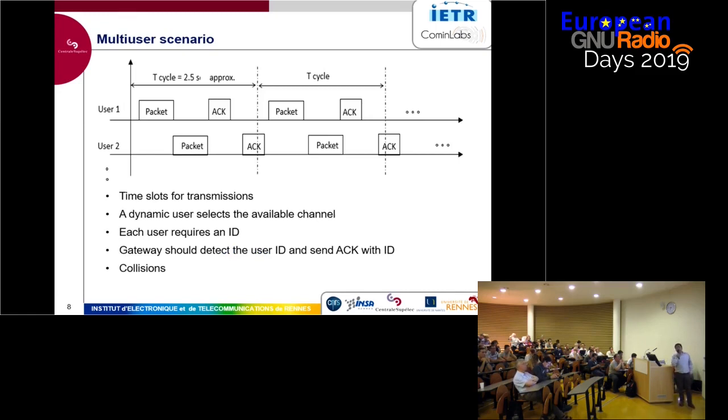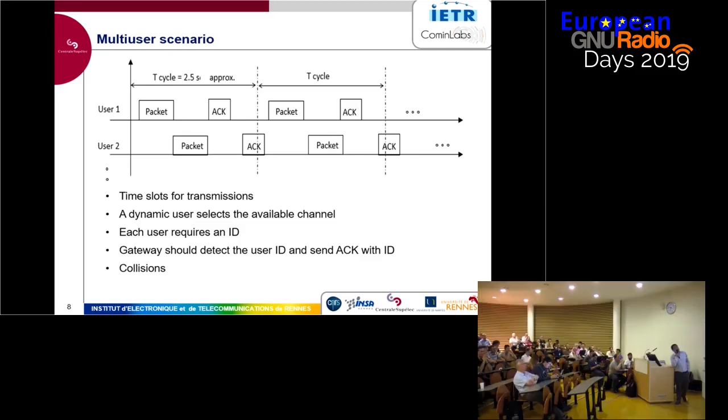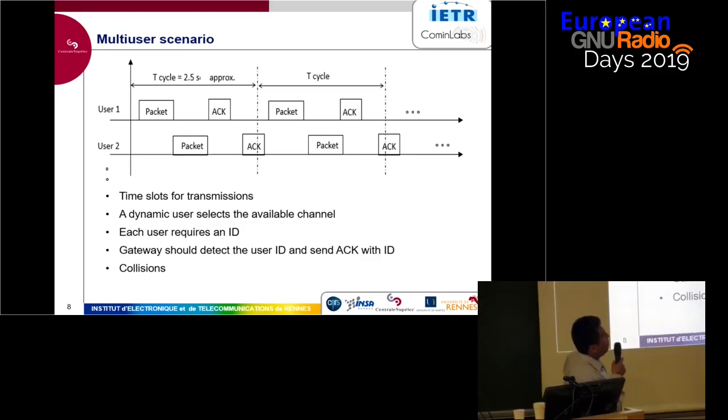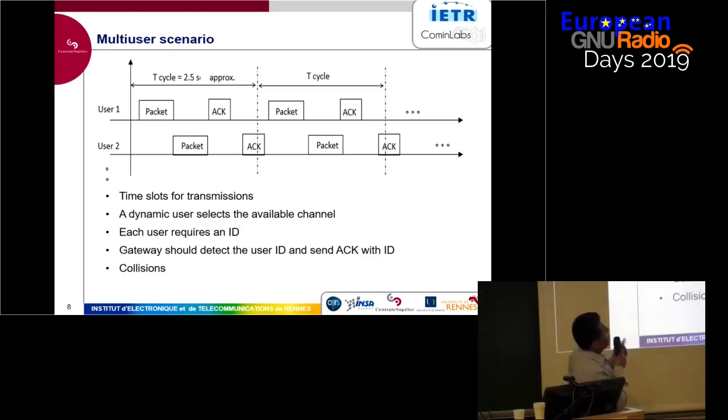And this is our multi-user scenario. Each time an IoT device transmits a packet, it waits for an acknowledgement. And after it receives an acknowledgement, it again tries to transmit a packet and waits for an acknowledgement. This procedure is repeated several times to emulate the behavior that we have in an IoT network, where each IoT device tries to send a packet, but after many hours. So here we force the IoT device to transmit after this period of time.